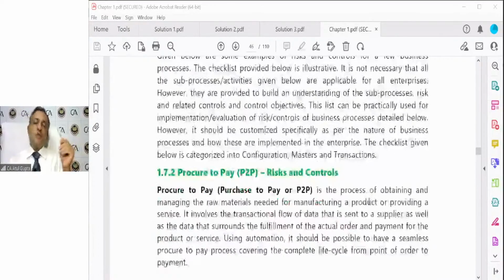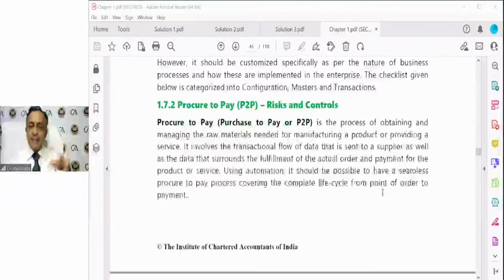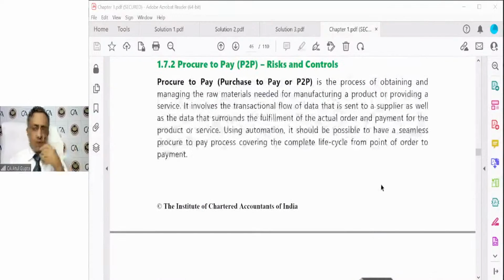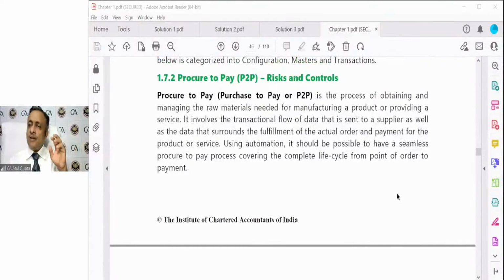Now we are taking each one by one. There are good tables given in the module. We will be discussing the whole set of tables. Very critical aspects are given, and there are some risk elements also given. We'll try to see how we can learn through this.